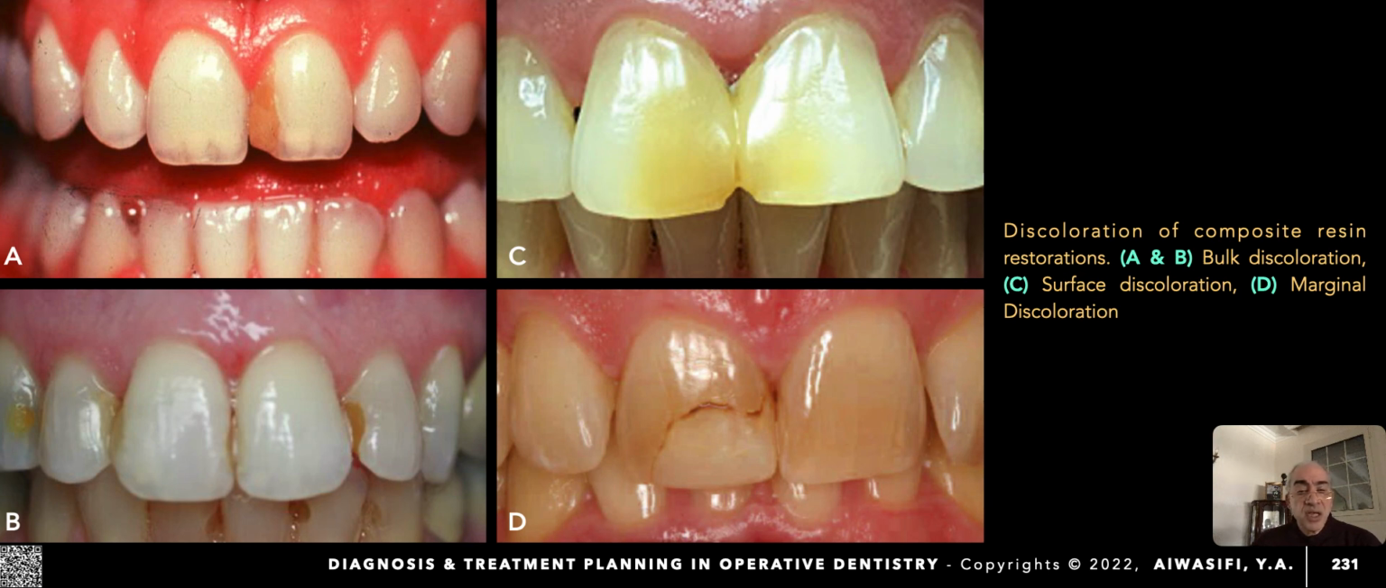For case C, it shows a surface discoloration. Surface discoloration may be an error in the last layer, or maybe due to your patient habits. Try number one, to finish and polish your restoration very well, and this discoloration may be removed. Or sometimes you need to resurface this layer by just removing a very thin layer from your direct restoration and replacing it with a new one.